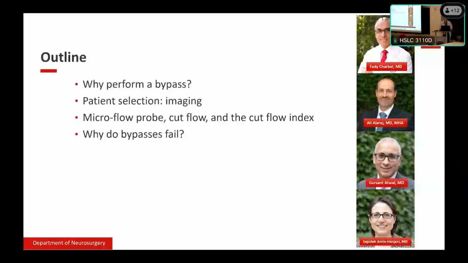But overall, I'm going to go through a little bit of review of some of the literature. Then I'm going to go through some of the imaging that we used at University of Illinois, but then what we can do here at UW as well. Like I mentioned, I'm going to go through the microflow probe and how it can be used, and then some of the topics of my research whenever I was a fellow about why bypasses fail.